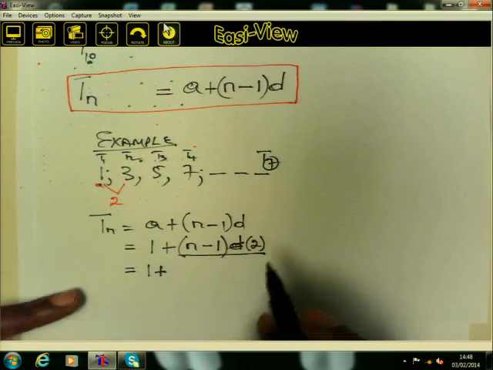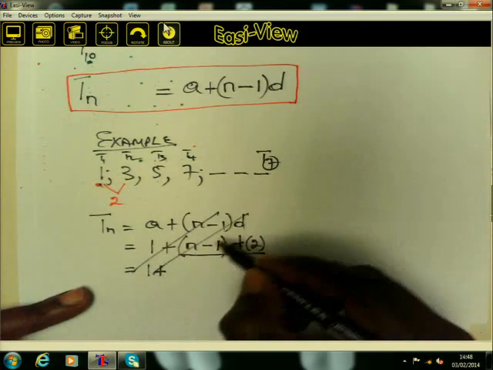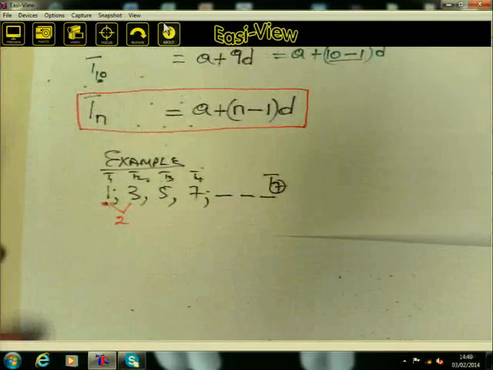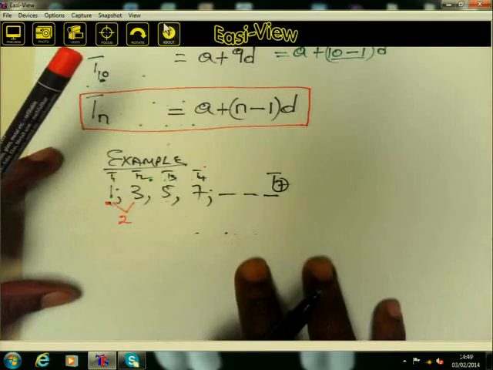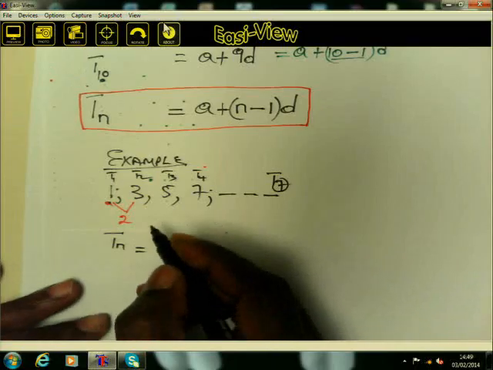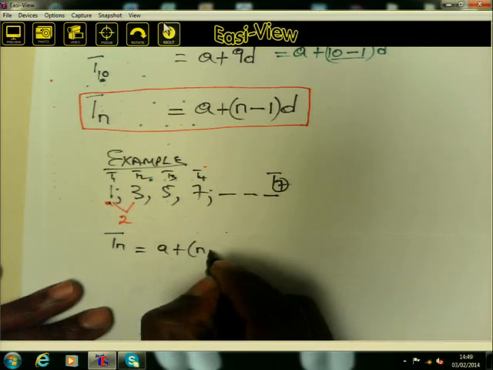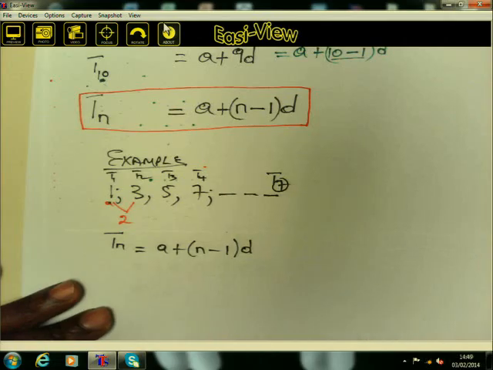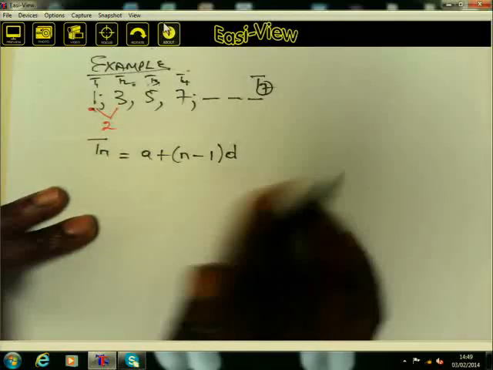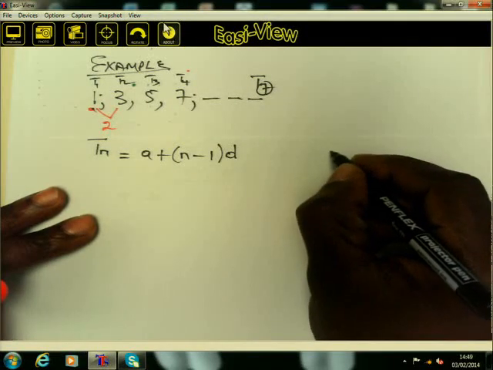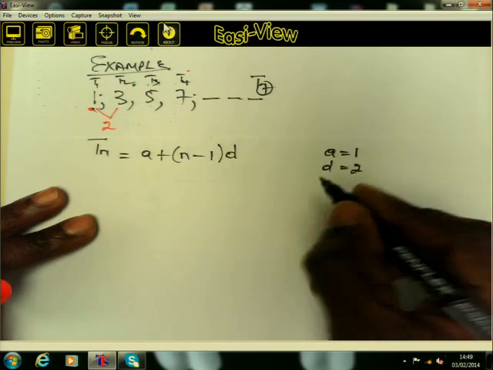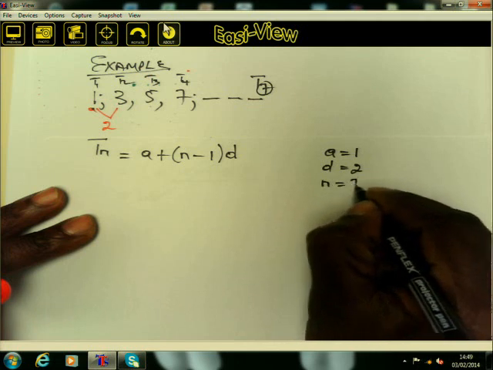We are looking for T7. Oh, now we have done something wrong here. Remember, we are looking for term number 7. Let's put it right here. So from the formula, Tn given by A plus n minus 1 multiplied by D. You see, that is the mistake that I've also done here. I always suggest that before you continue, just have your little data at the side there and write down A is equal to 1, D is equal to 2, and then n is equal to 7.